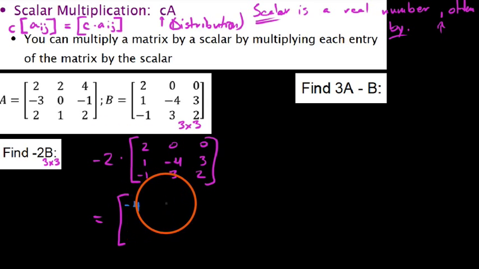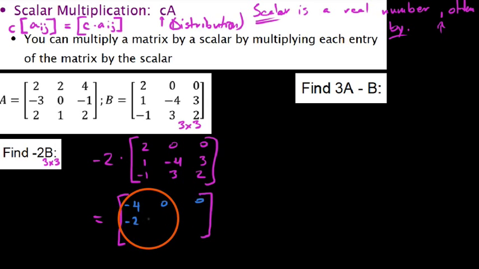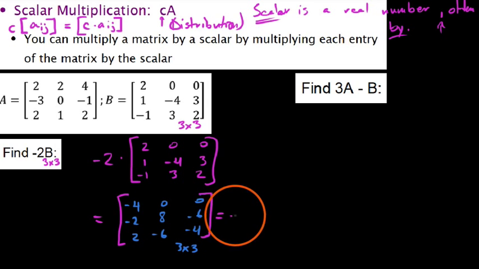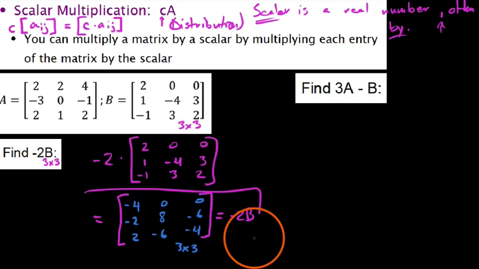So we get negative 4 here, but 0 and 0 there. Let me put a purple bracket there. And then negative 2 times all of these would be a negative 2, but a positive 8 and a negative 6. And then negative 2 times this last row would be a positive 2, a negative 6, and a negative 4. So this would be our new 3 by 3 matrix that would be equal to negative 2B. That's what that would be right there.